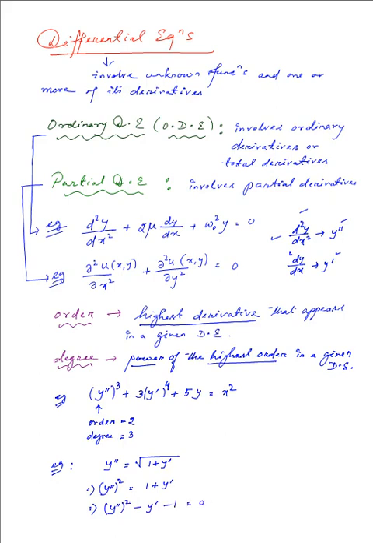It doesn't matter about the right hand side as of now, but here we have y double primed and it has a power of 2, so the order in this case is going to be 2 and the degree is going to be 2 as well. So these are some of the ways where we can find the order and the degree of a given differential equation.